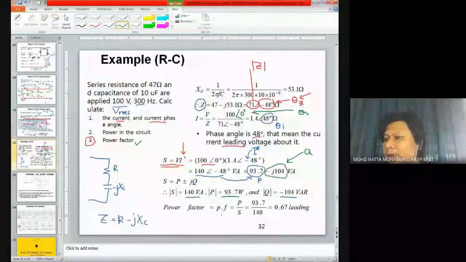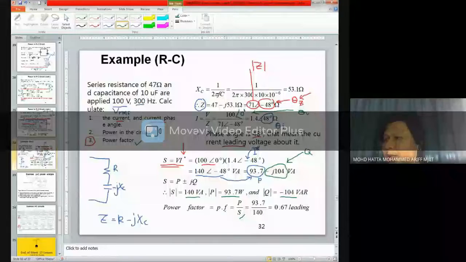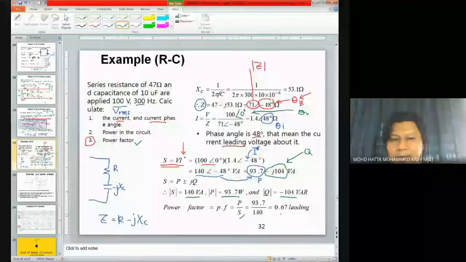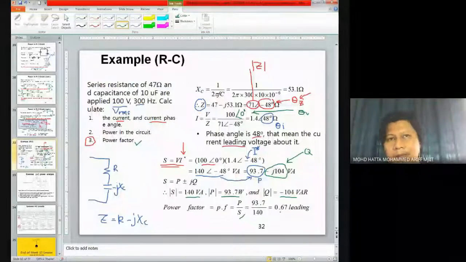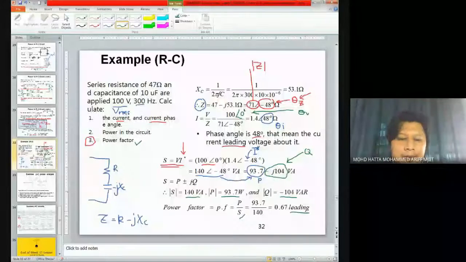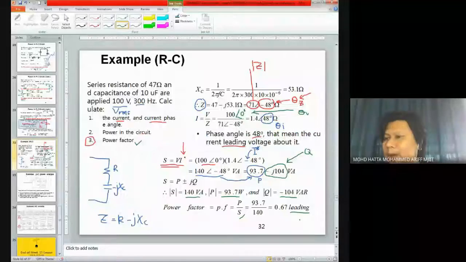When you calculate your power factor, the fastest way, I believe, is using this equation, because we have the power information of P and also your apparent power. Just divide those two. Another important thing is that the power factor must come with its characteristic. Here, since the current is leading the voltage and the nature of the circuit itself is an RC circuit, your power factor should be a leading power factor.